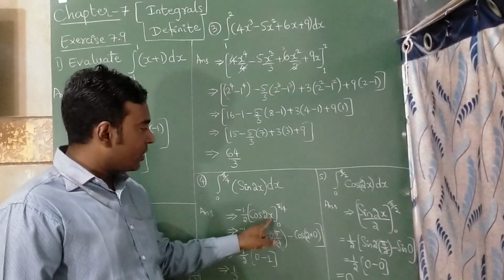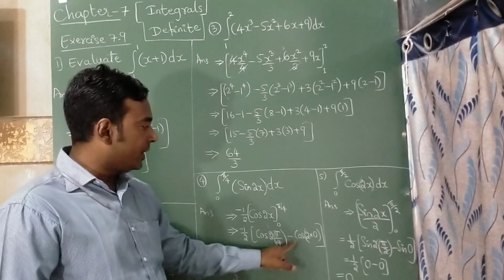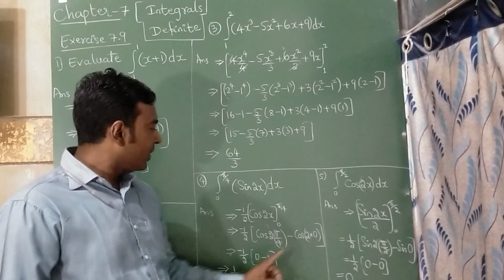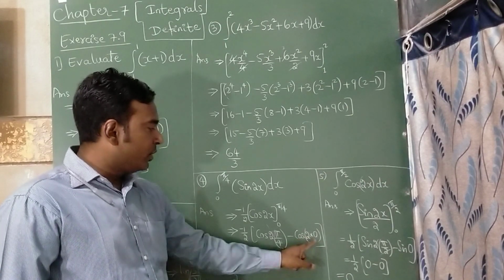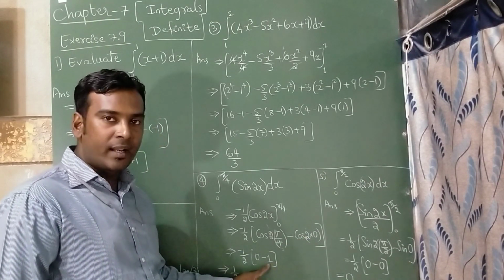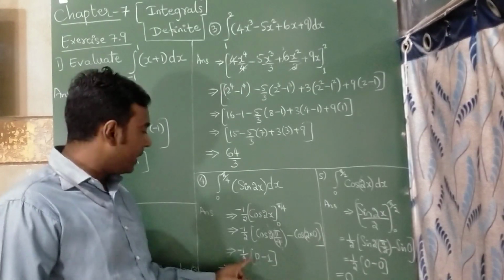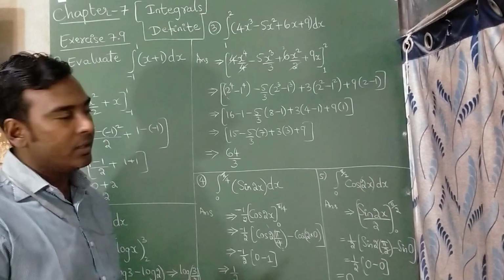Cos 2 in place of x, upper limit is pi upon 4. So 2 ones are 2, twos are... Minus cos 2 into in place of x write 0. Fine. Now cos pi is 0 minus, 2 into 0 is 0, cos 0 is 1. So here you will get 0 minus 1 means minus 1, minus into minus is plus 1 upon 2. So the final answer is 1 upon 2.